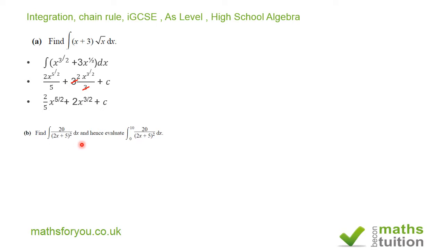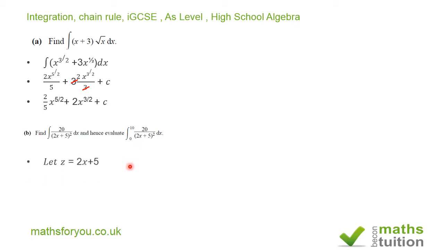So sometimes in the exam, you will not find the first half, which said find integral of 20 over 2x plus 5 all squared, and hence that will not be there in some exam questions. It just says evaluate 20 divided by 2x plus 5 all squared within the limits of 10 and 0. Anyway, you can actually do this in one step if you want to do that. But I'm going to do it using substitution or chain rule if you wish.